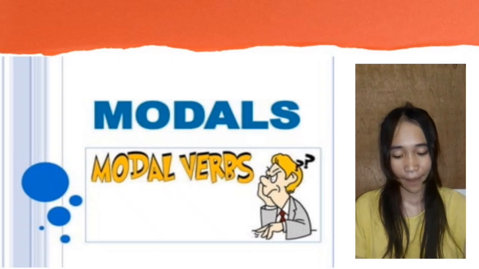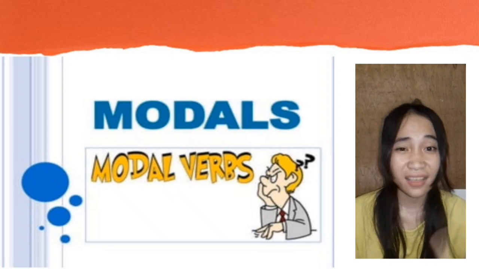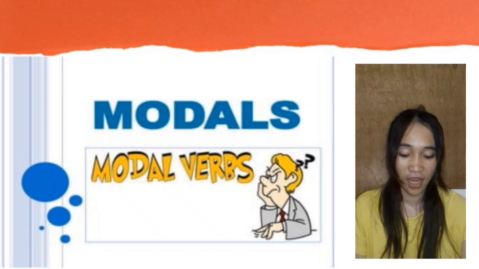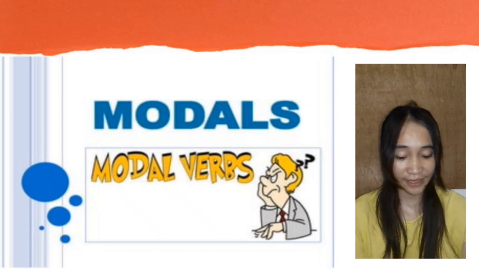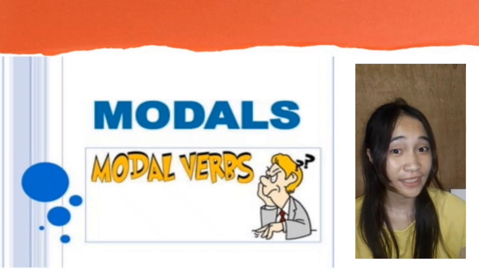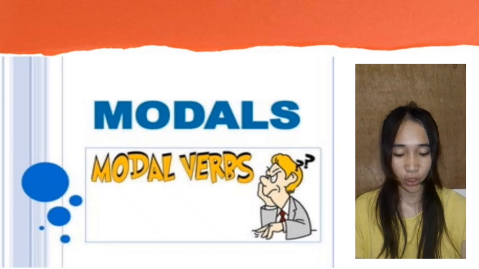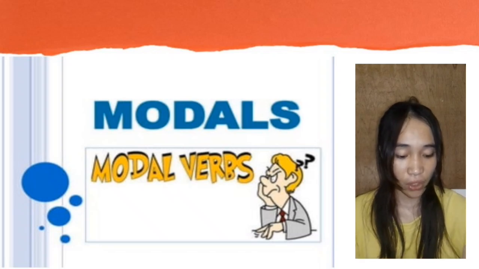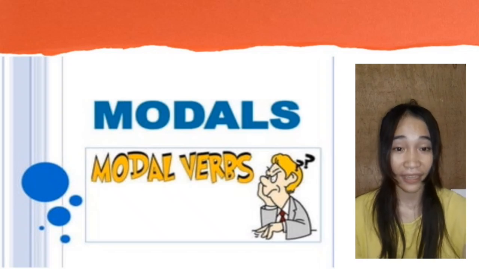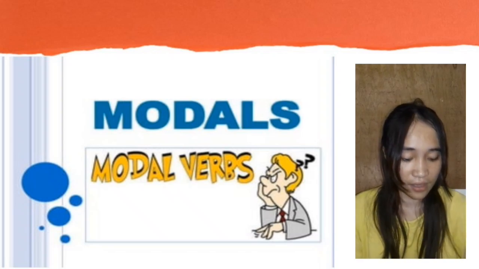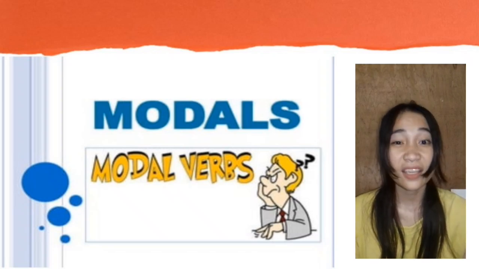And another example next is, why does she stay? That is wrong. The correct is why should she stay? And the next is, modal verbs don't have infinitives or -ing forms. For example, planning, it's wrong. Or to might, it's also wrong.